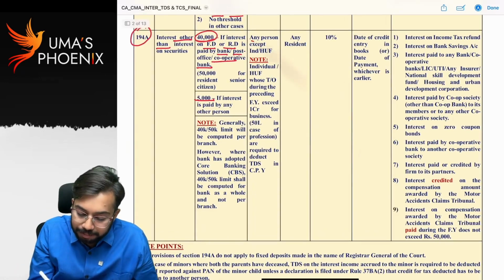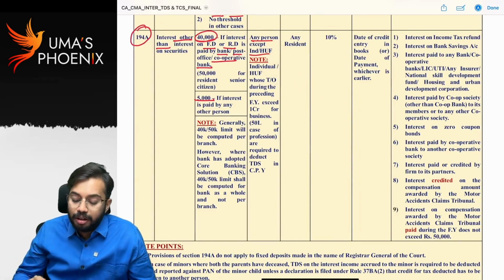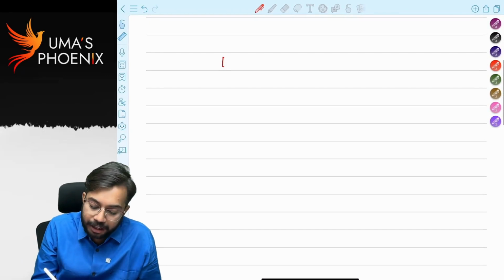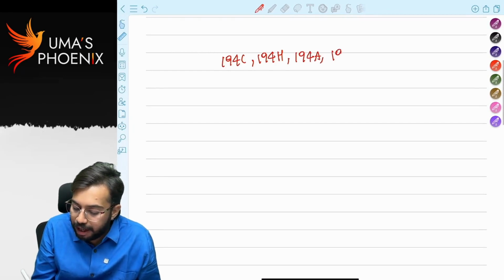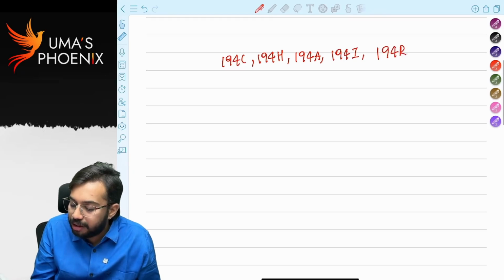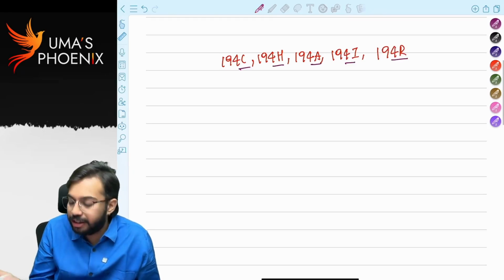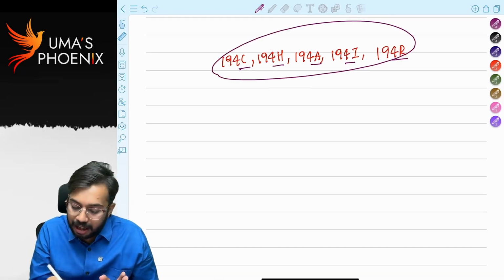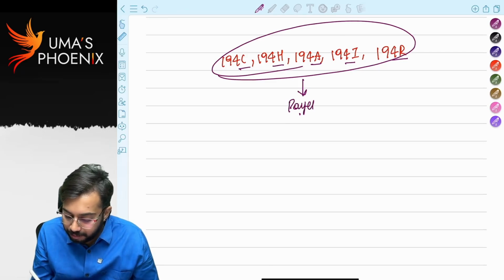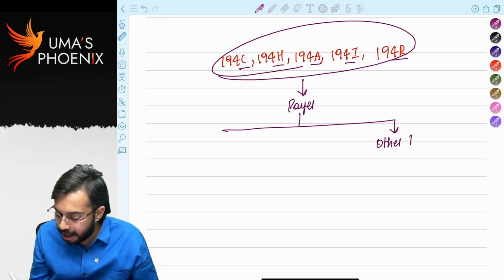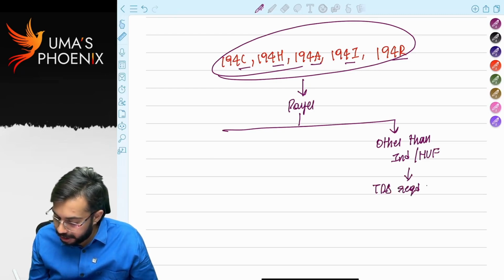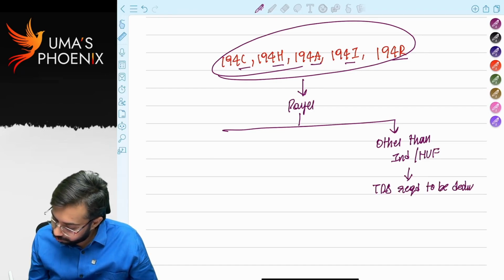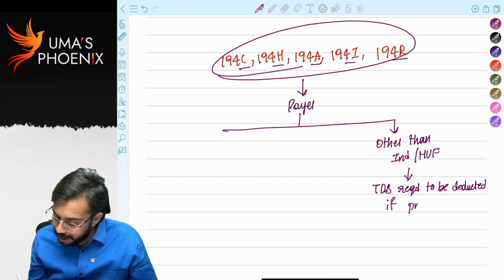Payer is any person except individual or HUF. That means, see, there is the CHAIR definition: 194C, 194H, 194A, 194I, 194R. So under these sections, if the payer is other than an individual or HUF, then TDS is required to be deducted if the payment is greater than the threshold limit.